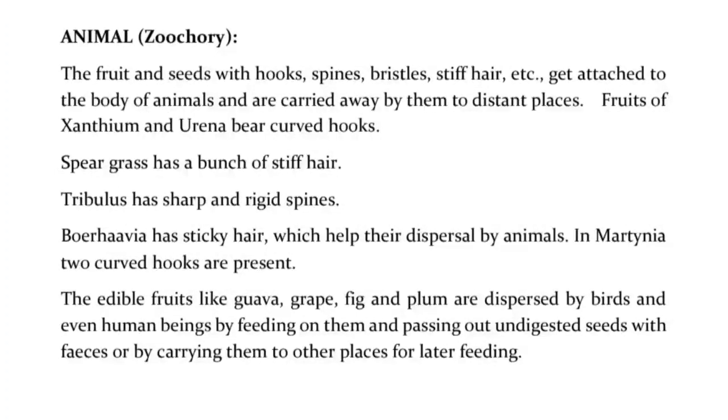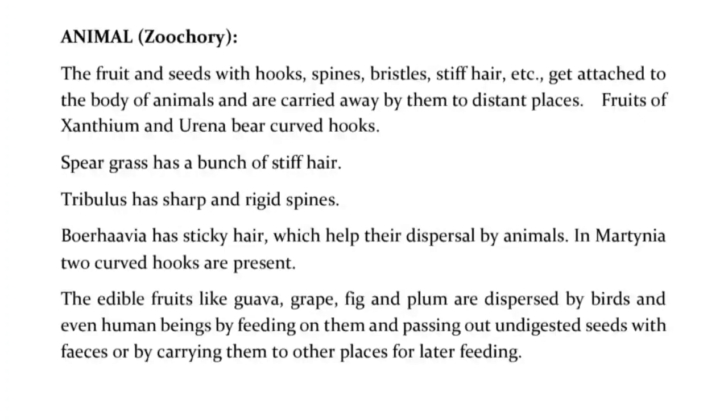Animal, zoochory. The fruit and seeds with hooks, spines, bristles, stiff hair, etc. get attached to the body of animals and are carried away by them to distant places. Fruits of Xanthium and Urena bear curved hooks. Spear grass has a bunch of stiff hair. Tribulus has sharp and rigid spines. Boerhavia has sticky hair, which helps their dispersal by animals. In Martynia, two curved hooks are present.